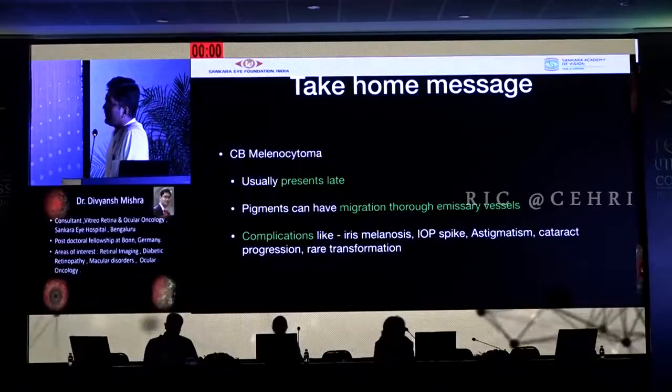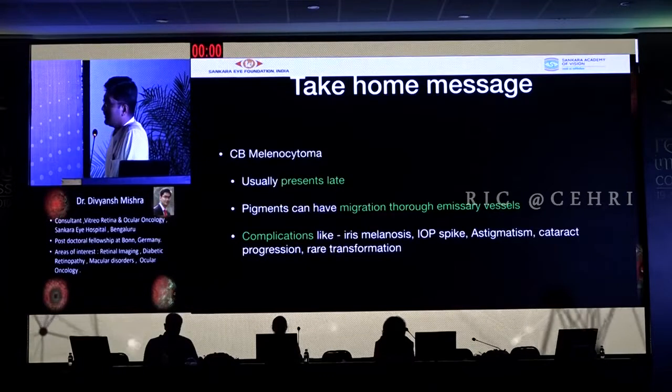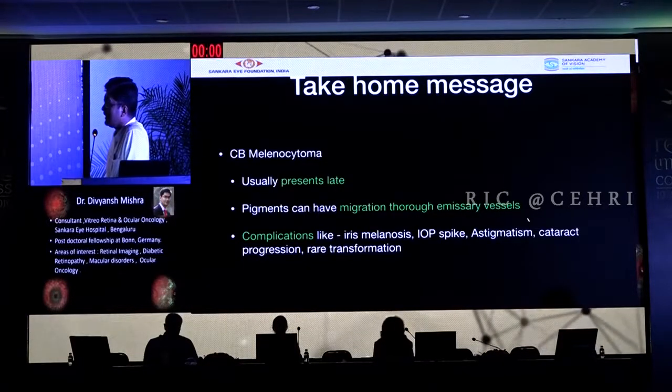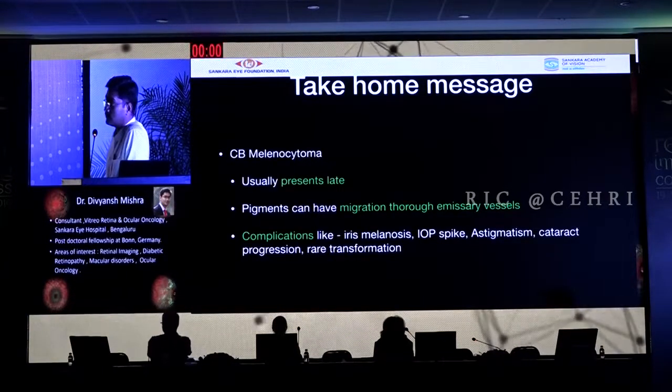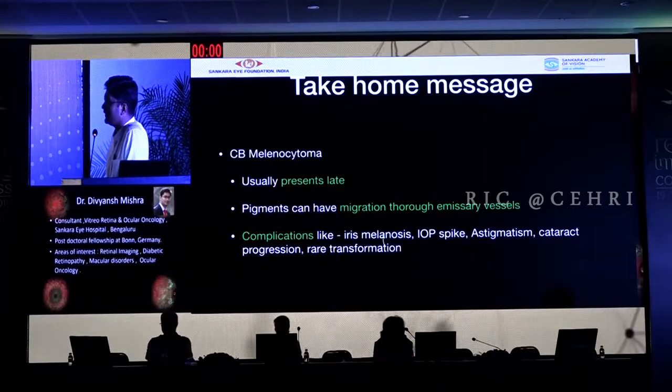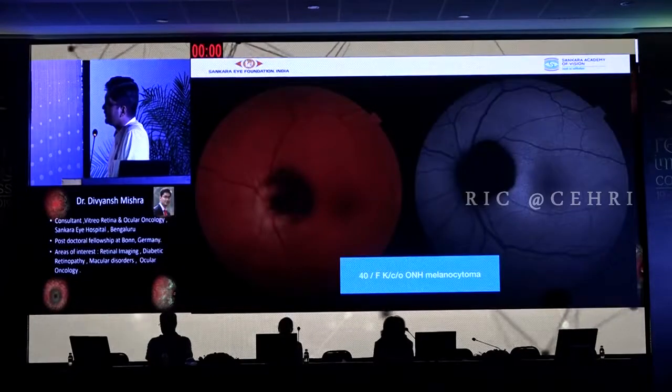So this is a melanocytoma of the ciliary body which presents very late. And yes, the important point is that it can have this migration, so it doesn't mean that it is transforming. It can migrate through emissary vessels and come into the anterior chamber, over into the iris, and cause melanosis, increased pigmentation, astigmatism, cataract.